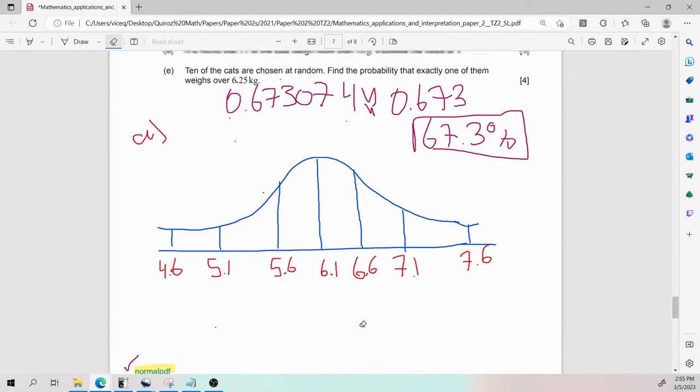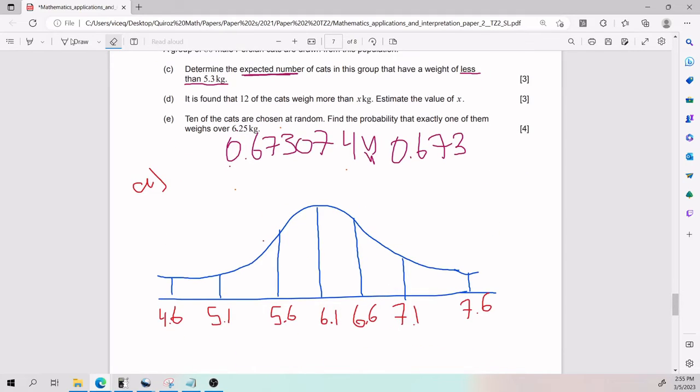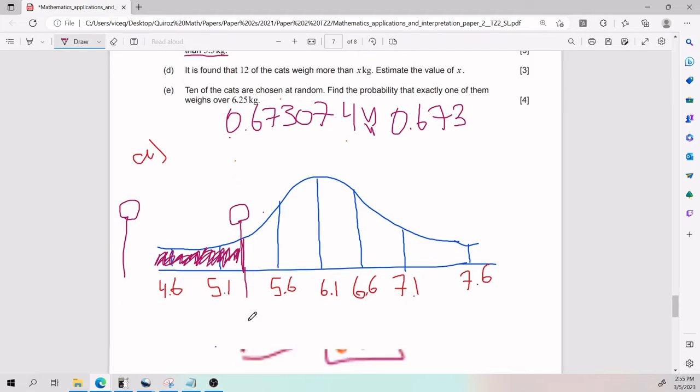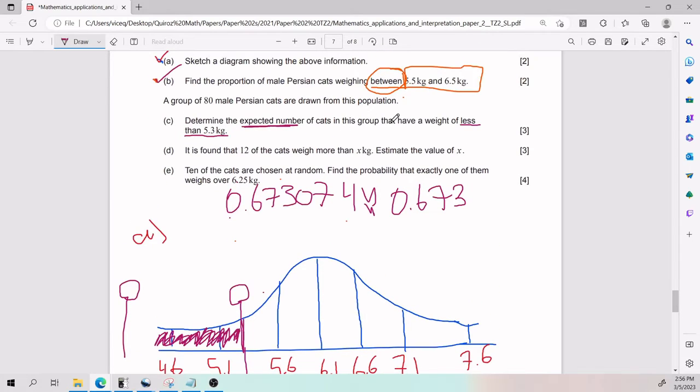If we're talking about 5.3 and less than 5.3, that means that we need to find the proportion or the area or the percent from 0 to here. All right, so that means my lower end is going to be very negative and my upper end is going to be at 5.3. So that is the first step to find the proportion of cats that weigh less than 5.3.